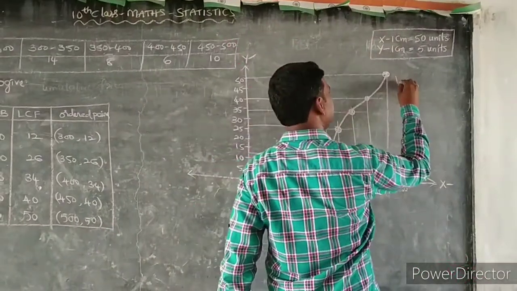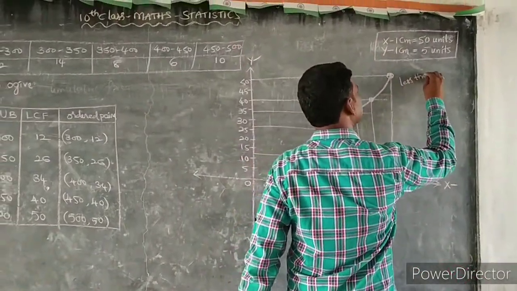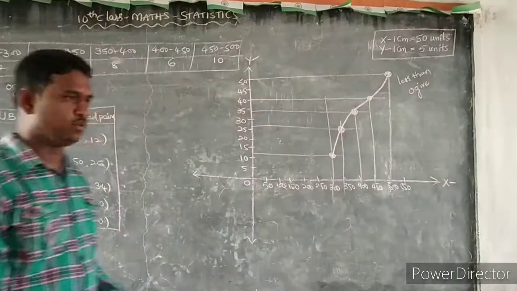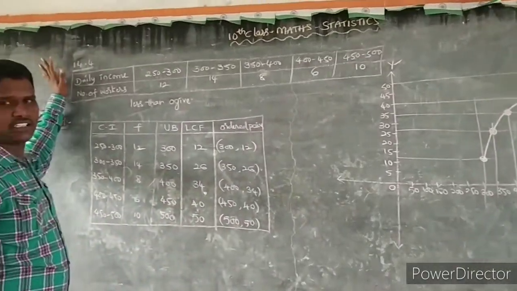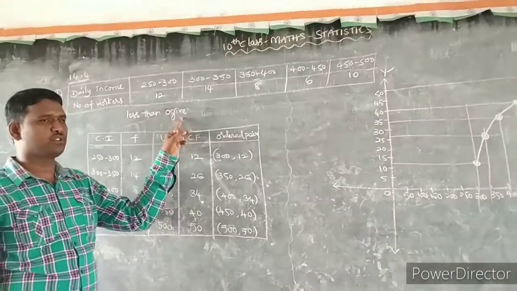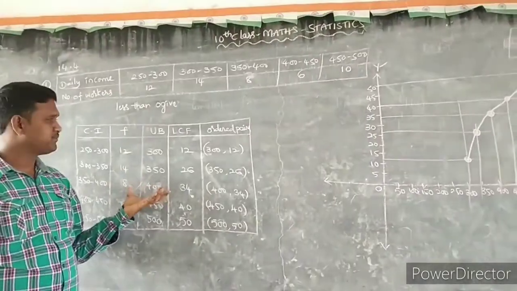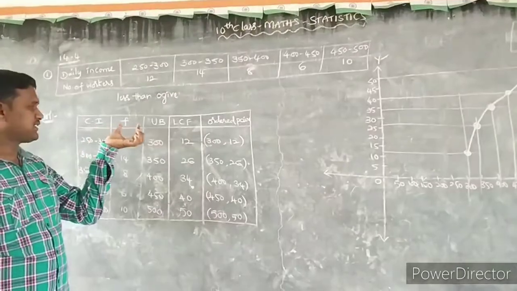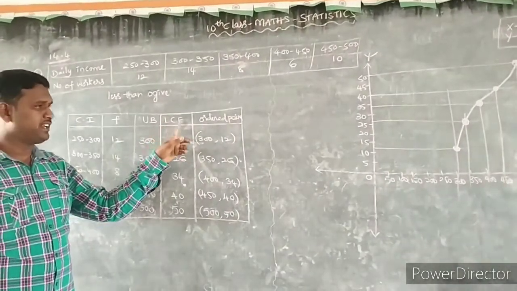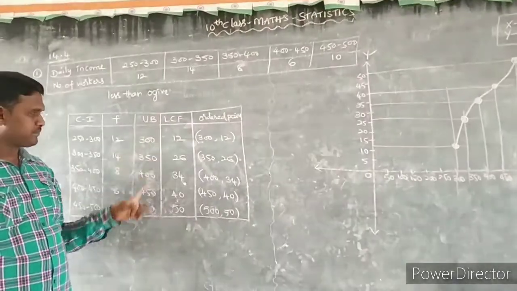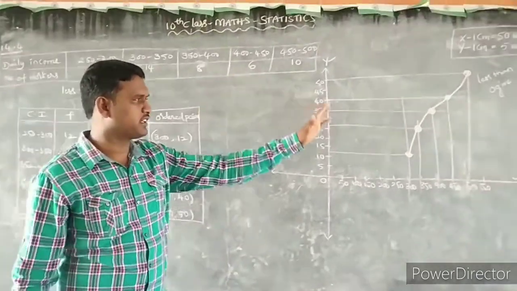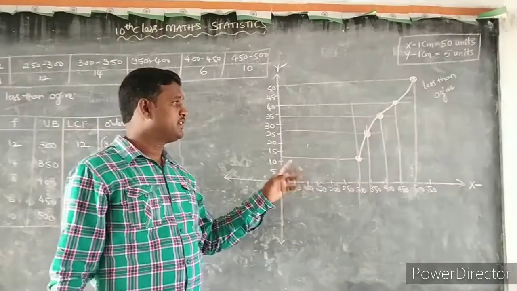This is called less than ogive. In the question asked in the exercise, we only need to find the less than ogive. To draw the less than ogive, first we need a distribution table. In the table, first you take class intervals and frequencies. To draw the less than ogive, we need the less than cumulative frequency and also the upper boundary. We consider we have found all these values, and we have plotted them on the graph. This is the less than type ogive.